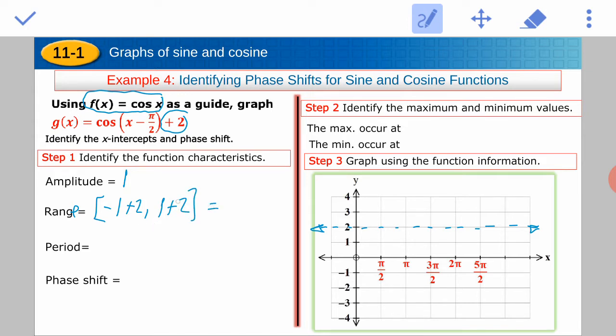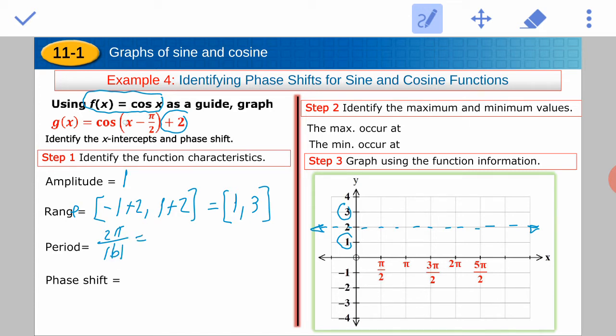parent function. So the range of that function is going to be -1 plus 2, which simplifies to 1, and 1 plus 2, which simplifies to 3. So I expect to see the whole graph between 1 and 3. So 1 is going to be the minimum and 3 is going to be the maximum. The period of that function is determined by the formula 2 pi over the absolute value of b.